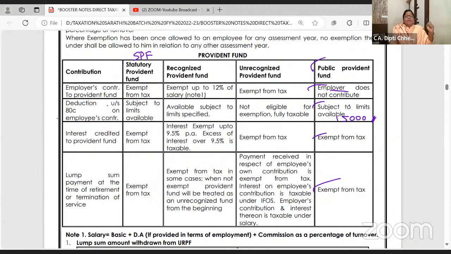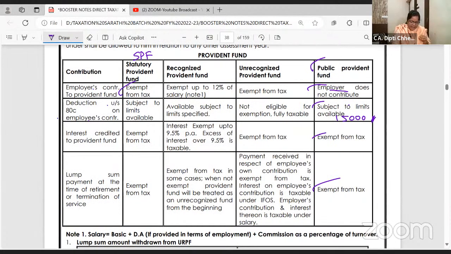Statutory provident fund is the provident fund which is mandatory for organizations under the PF and Miscellaneous Provisions Act 1952, what you study in law, with more than 10 workers or whatever; the law part is there. So when an employer is contributing to statutory provident fund, is it exempt? Yes. Then can he claim a deduction under section 80C for the employee's own contribution?